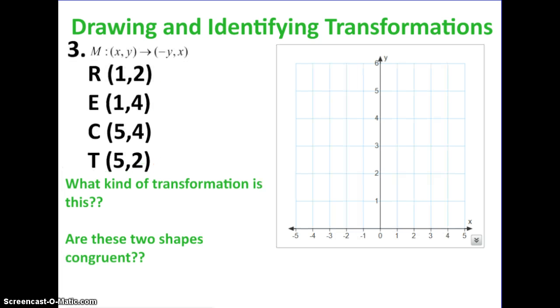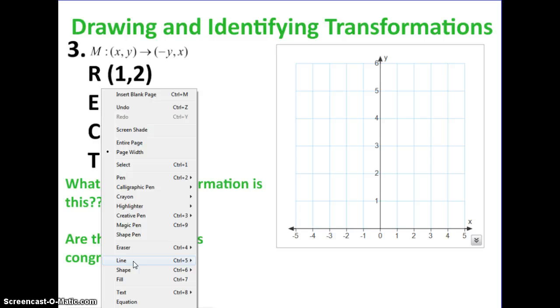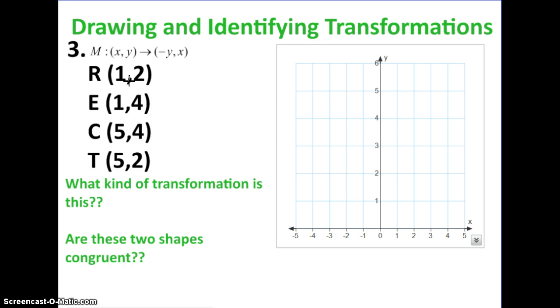Okay, this time we have 4 points, so we're going to have a quadrilateral of some shape. Let's go ahead and plot the points of the rectangle. Whoops, I gave it away. It's rectangle, obviously, R-E-C-T. So (1, 2) is here, (2, 1), (4, 1), (4, 5), (5, 4), (5, 2), and then back across. Alright, that is our rectangle.